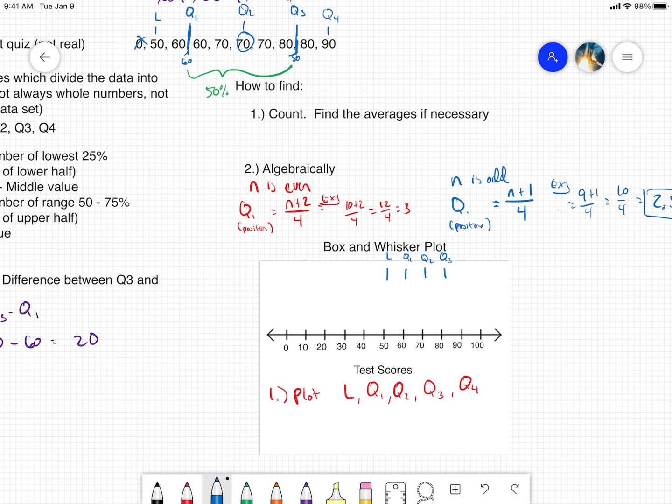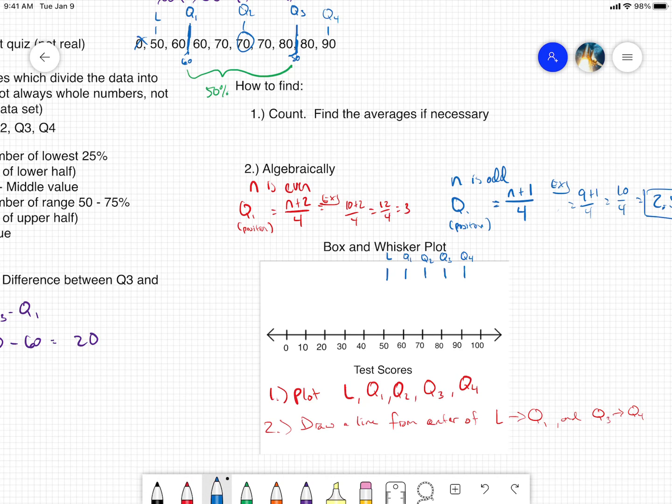And then Q4 is at 90. So I have all my 5 points of data. Okay. Then my second step for doing a box and whisker plot is draw a line from the center of L to Q1 and Q3 to Q4. Okay? These are what's going to create our whiskers, so to speak.